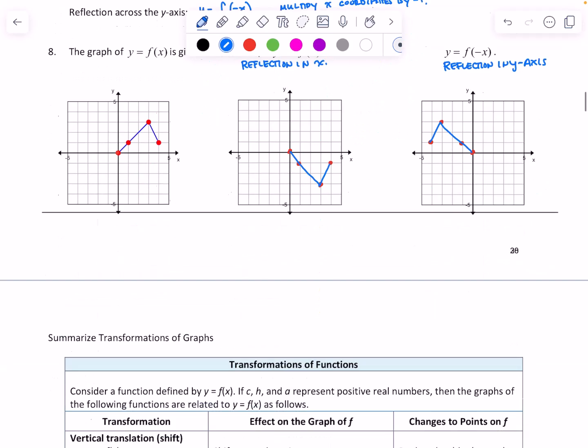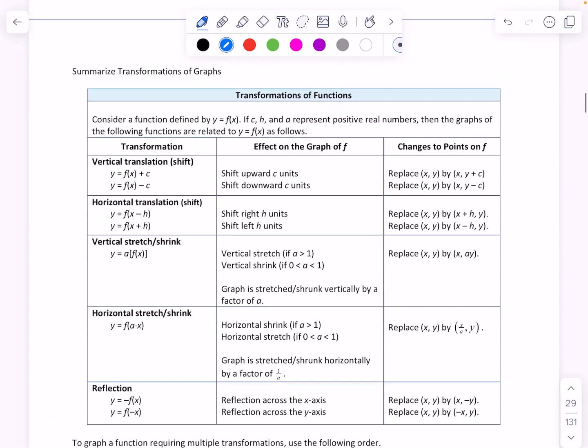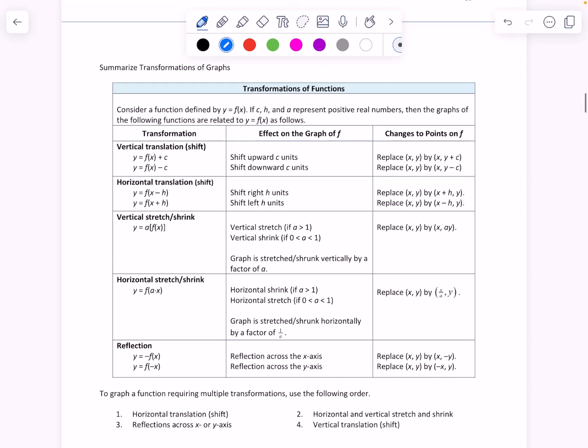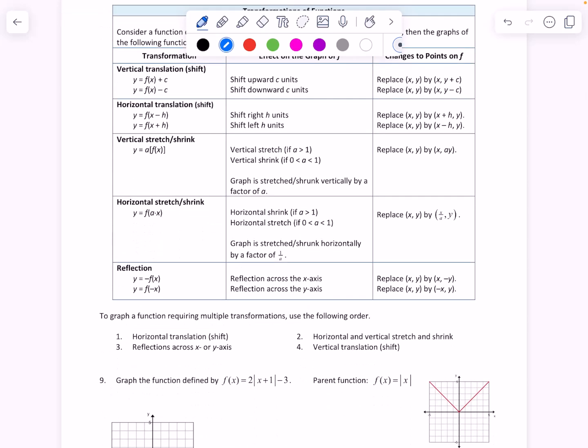All right, so let's look at a summary of all of this. This chart here is a good thing to refer back to. It tells you what replacements you're making each time and which direction you're going. I think the most important thing to remember from all of this is the chart down here, which tells us that we have to do these things in order. This is important. The first thing we're going to do is any horizontal shifts. So these are x plus or minus c's, which go first.